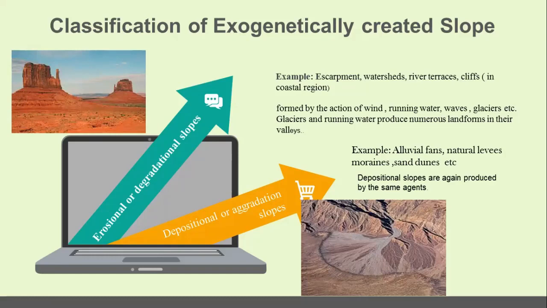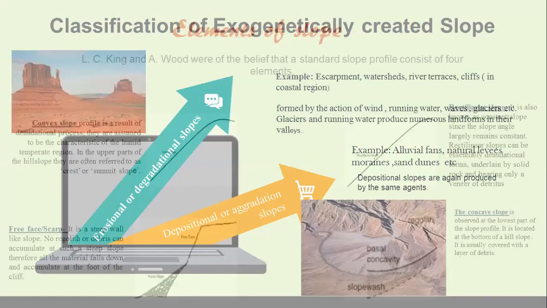For example, over here you are seeing alluvial fans. So alluvial fans, then natural levees, these are produced by running water. Moraines are produced by glaciers, or the various wind products like sand dunes, etc. They are made by the action of the wind. So these are the examples of exogenetically created slopes.